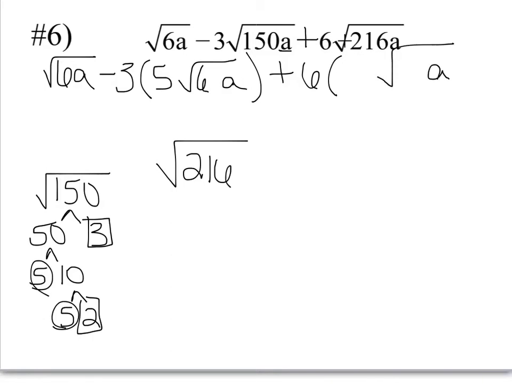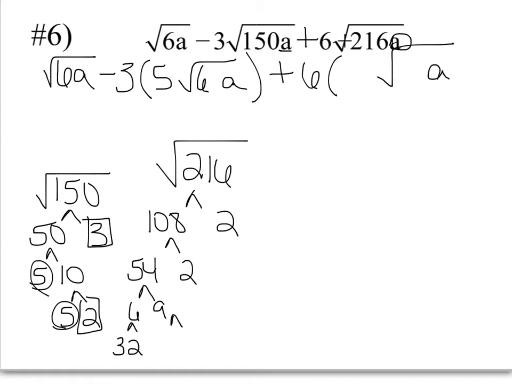I know that my root's going to have an a in it because of this a right here. So 216 is 108 times 2. 108 is 54 times 2. 54 is 6 times 9. 6 is 3 times 2. And 9 is 3 times 3.